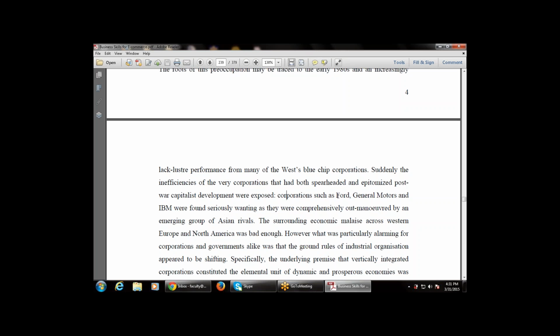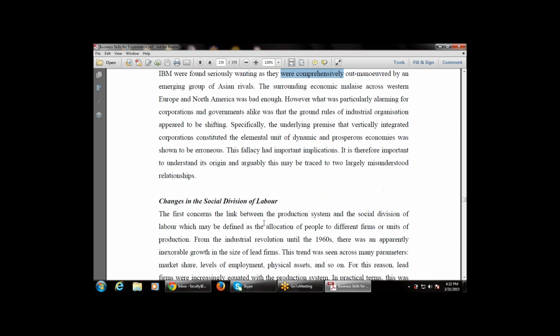exposed. Corporations such as Ford, General Motors and IBM were found seriously wanting, as they were comprehensively outmaneuvered by an emerging group of Asian rivals. This is the history. This is the background, which is why every organization must want supply chain management. Why? Because whenever there is a supply chain management, a chain will be created and there is proper management, so that one person is linked to another person, who is linked to another person.